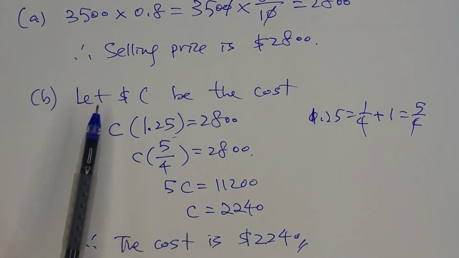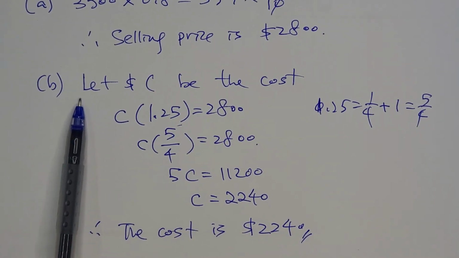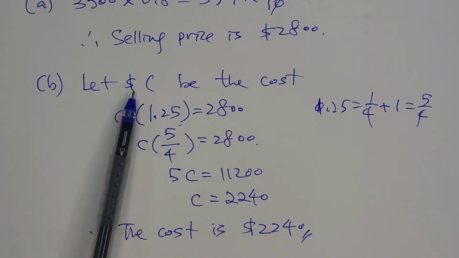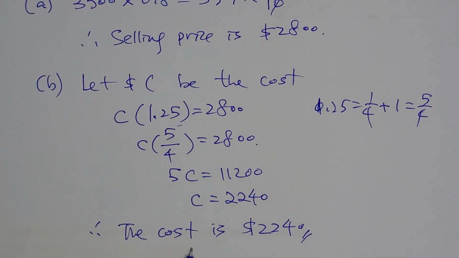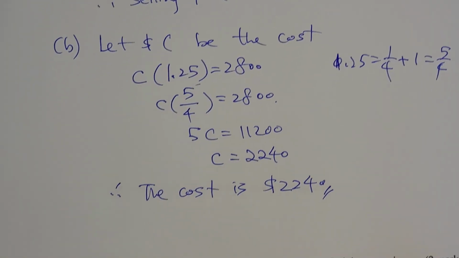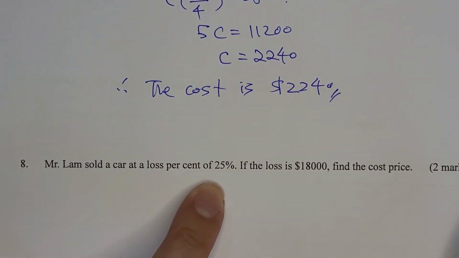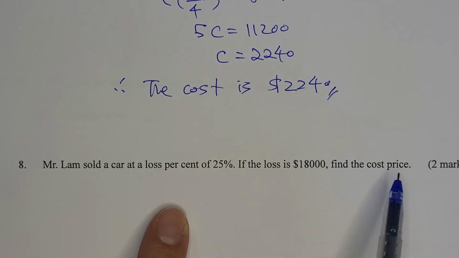You must have the answering statement. If you need to set up the equation, you always need to tell the markers very clearly what the variable means. And then solve the equation and then write down the answering statement to echo the question. Okay, so go to question number 8. Mr. Lam sold a car at a loss of 25%. If the loss is 18,000, find the cost price.